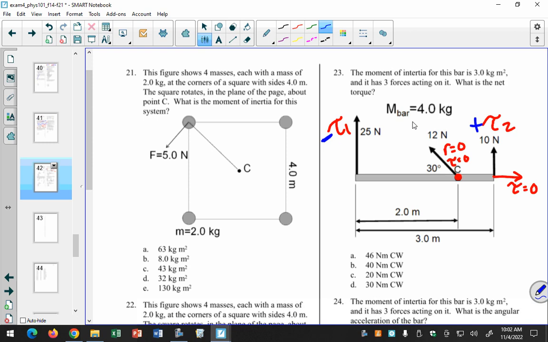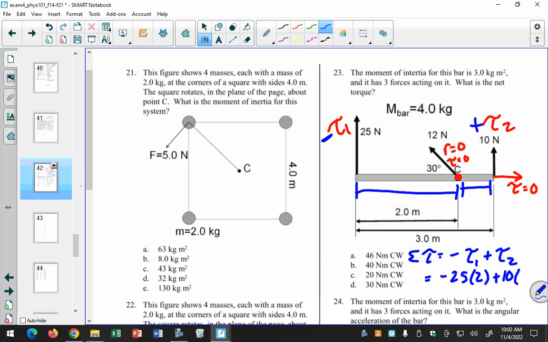Next, I want to calculate the net torque. The net torque is going to be negative torque 1 plus torque 2. That's going to be negative 25 times the distance. That's the distance from here to the axis of rotation, which is 2 meters, plus 10 times this distance, which is 1 meter. So that's negative 50 plus 10, that's negative 40 Newton meters. That's 40 Newton meters clockwise. Sometimes I do give the same number, but they'll either be clockwise or counterclockwise, so just be careful on that.